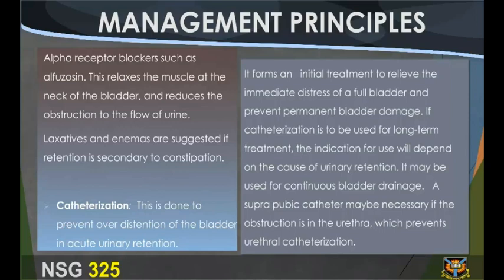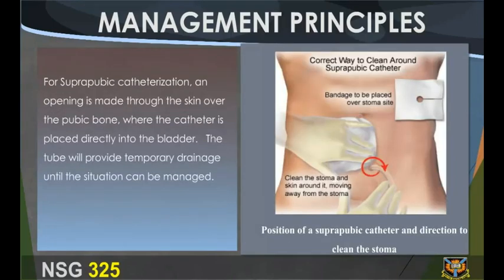A suprapubic catheter may be necessary if the obstruction is in the urethra, which prevents urethral catheterization. For suprapubic catheterization, an opening is made through the skin over the pubic bone, where the catheter is placed directly into the bladder. This tube will provide temporary drainage until the situation can be managed.